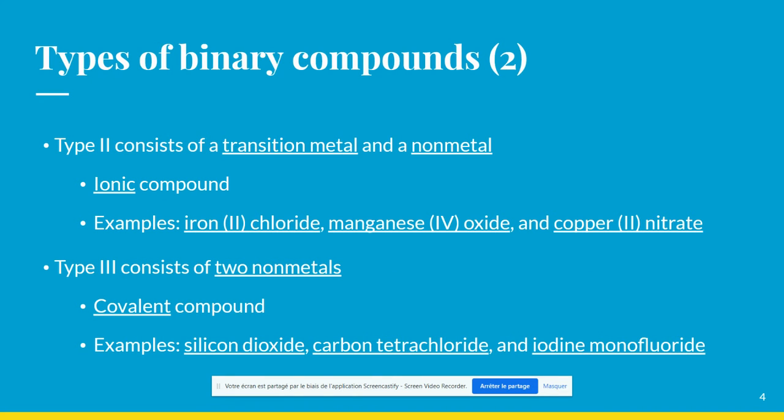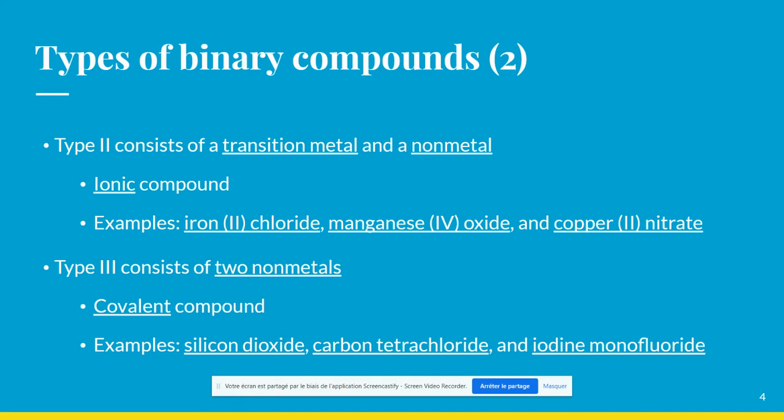Then we have our type 2, which consists of a transition metal and a nonmetal. So that is our D block. So these are also ionic, and we have iron 2 chloride. So for right now, you're probably wondering what those Roman numerals are, and that would be a good thing to wonder. We're going to get into that in the 3rd video of this chapter.